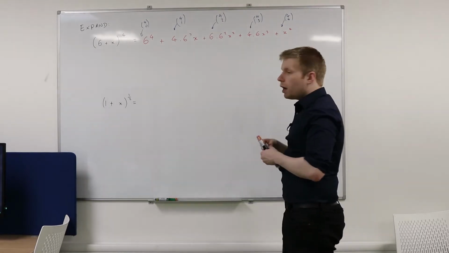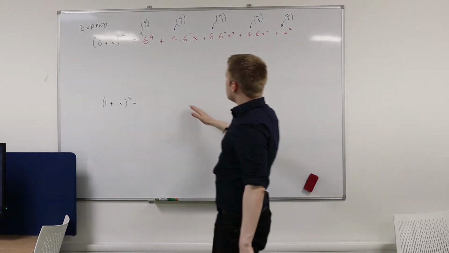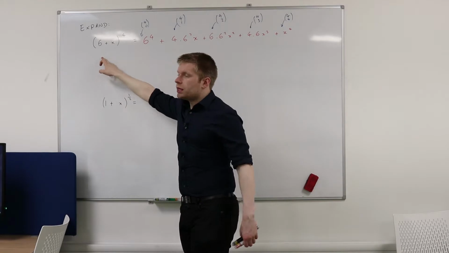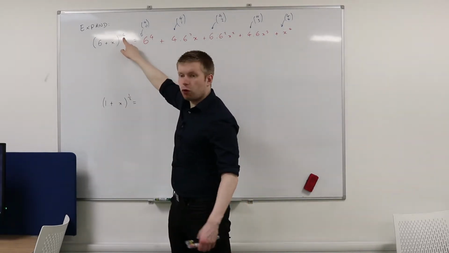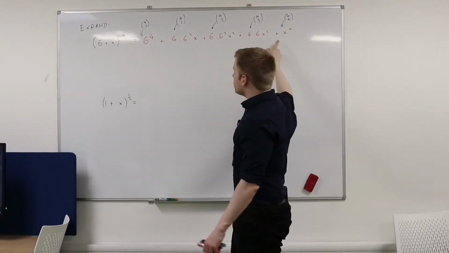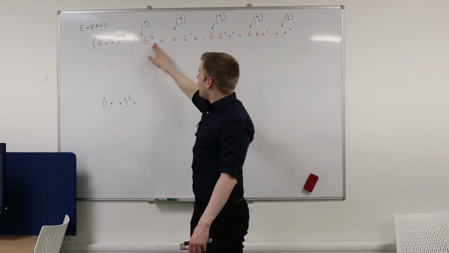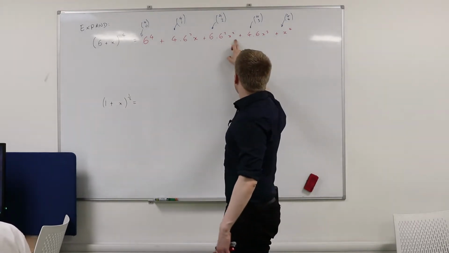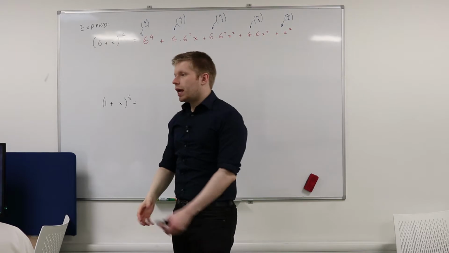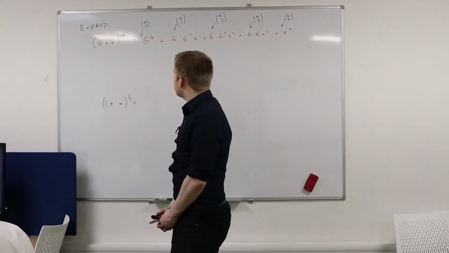Does that make sense? Yeah, that's all fairly familiar. So you notice the powers of 6: I start at 6 to the power of 4 because there's a 4 there, and I climb down in the powers of 6. And the x, I start at x to the power of 0, but of course that's just 1, so don't bother writing it, and then we just climb up in the powers of x until we get x to the power of 4. Okay, so that's all fairly straightforward.